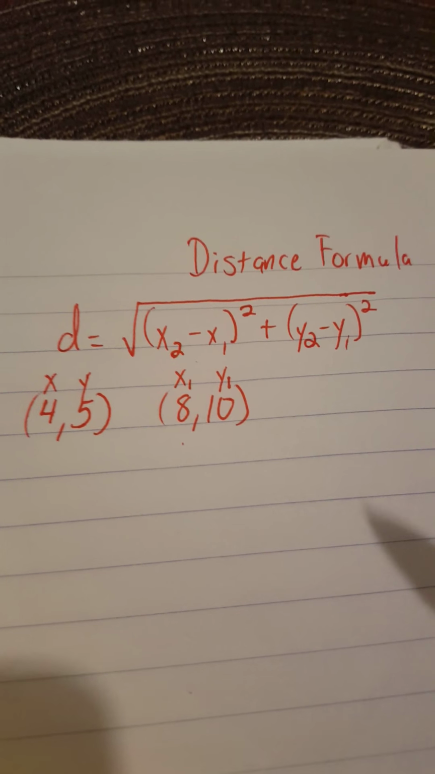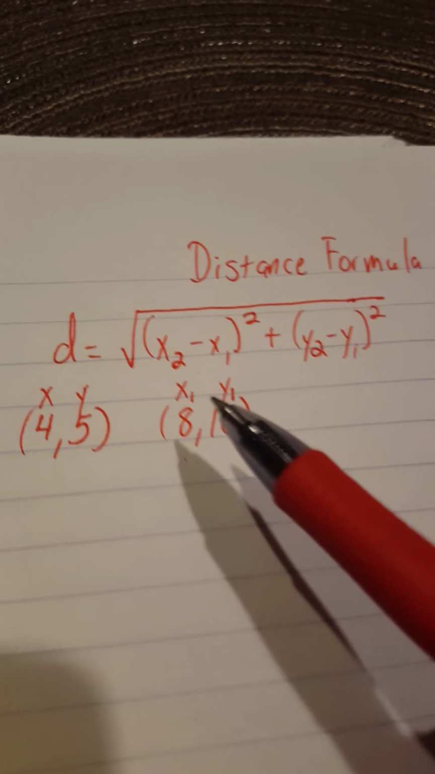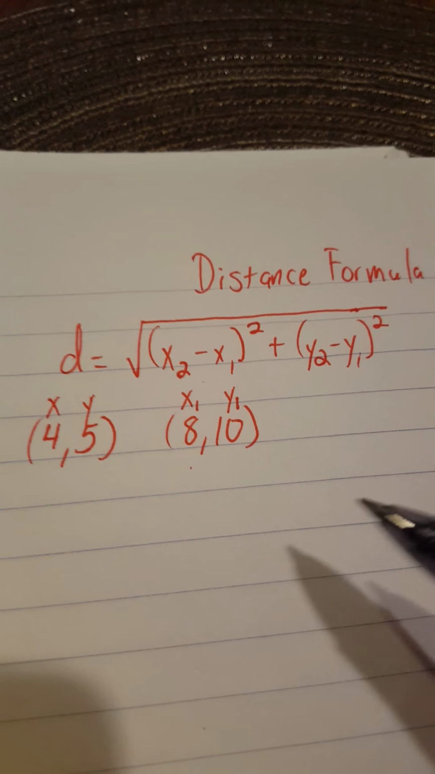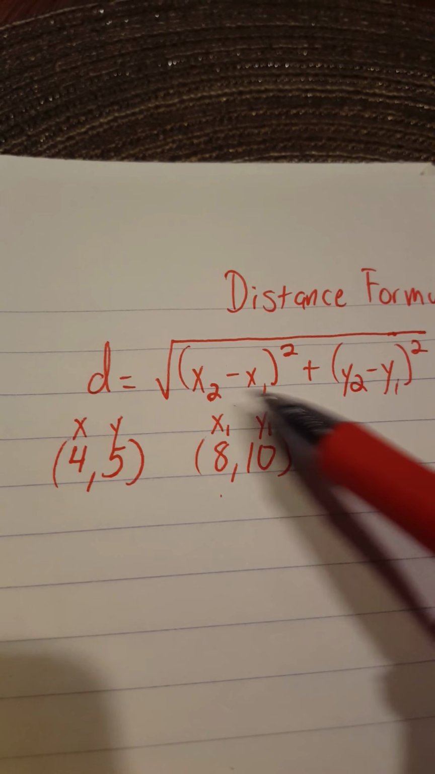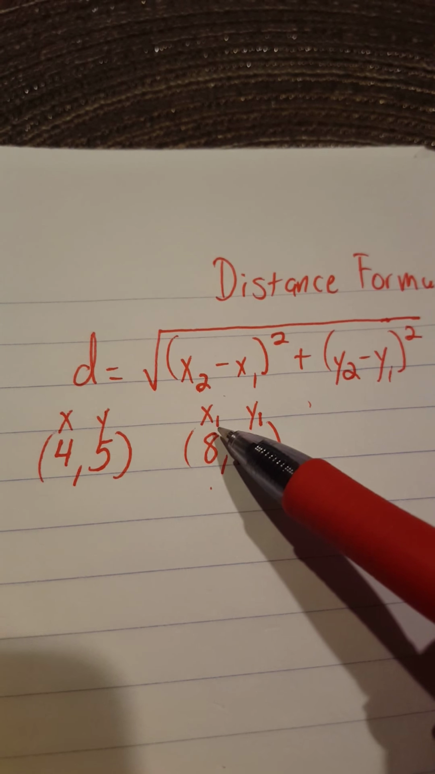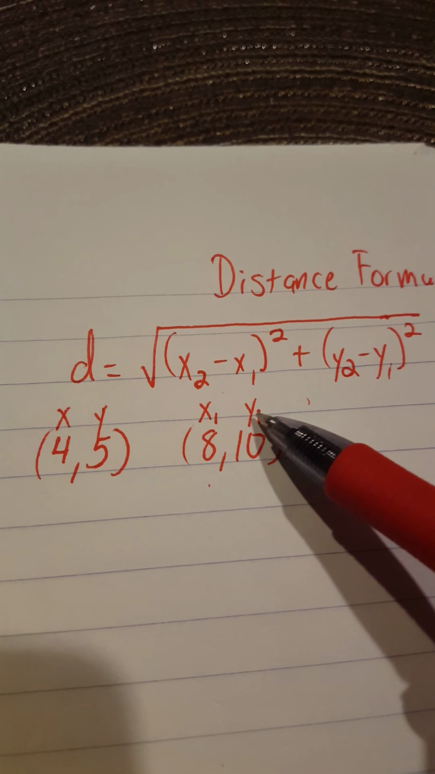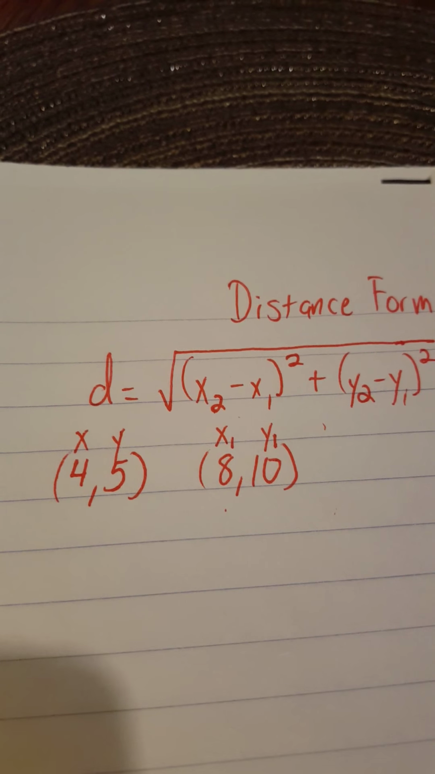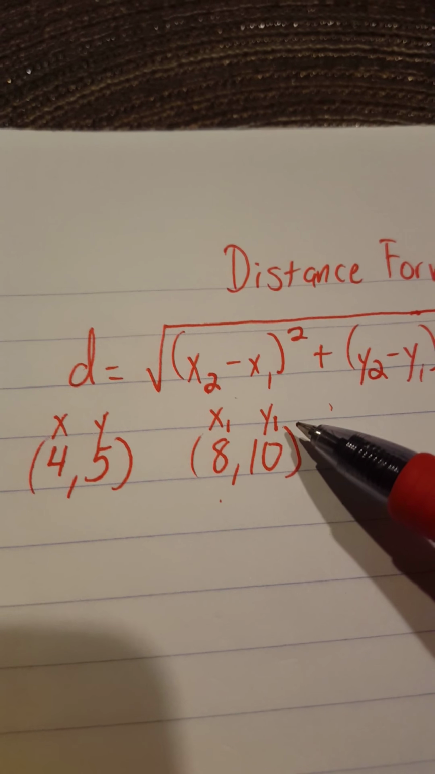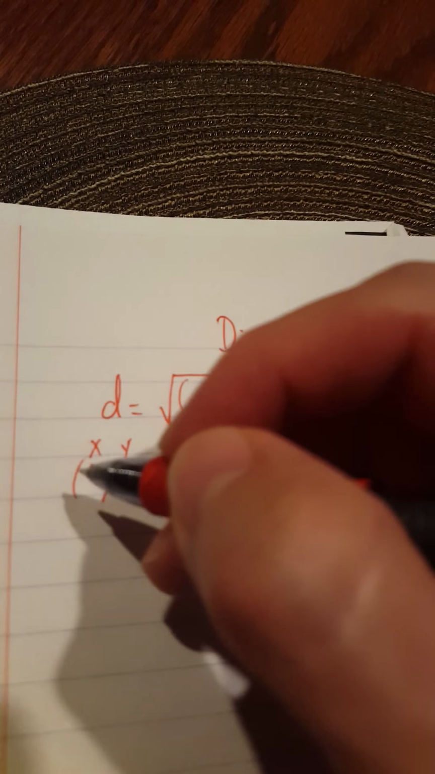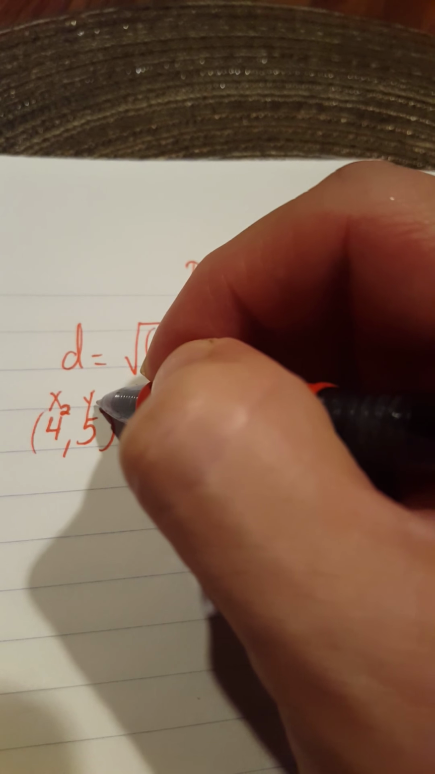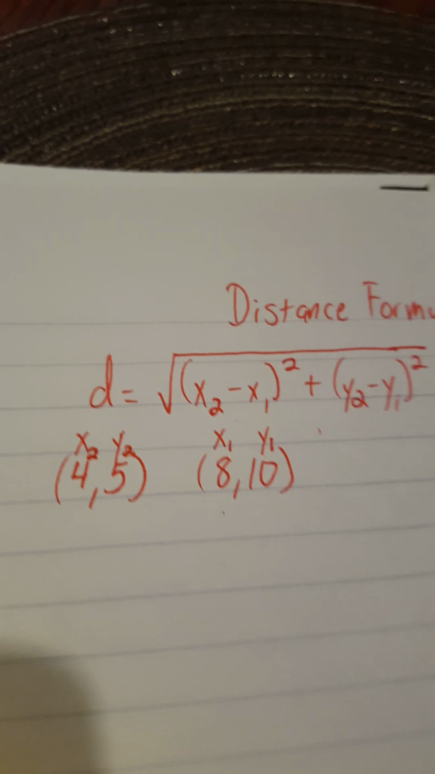Now, to get started on this, you have to pick which one you want to be x1, x2, y1, y2. So I did that. I picked this one over here to be x1. Now, as soon as I do that, this one has to become y1, not y2. The ones will stay together like that. Once I do that, then this one has to become x2 and y2.